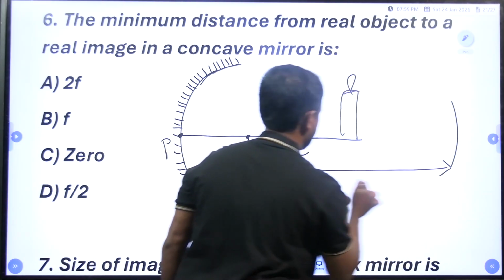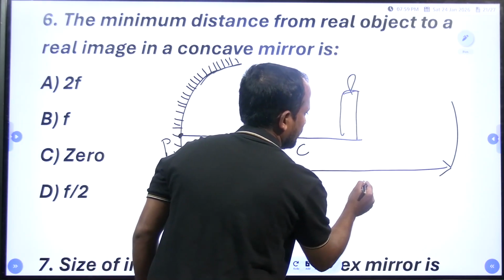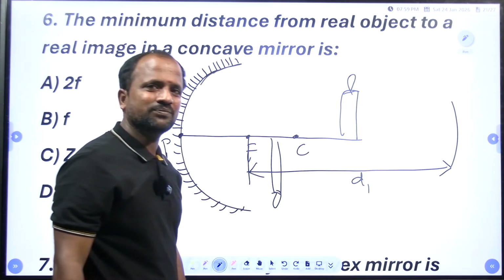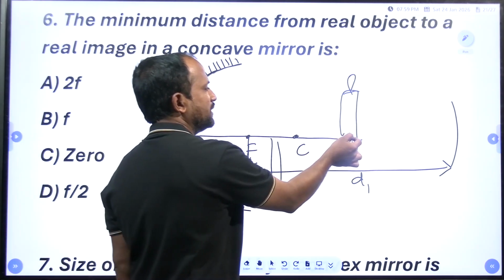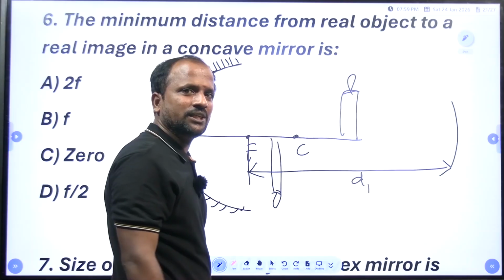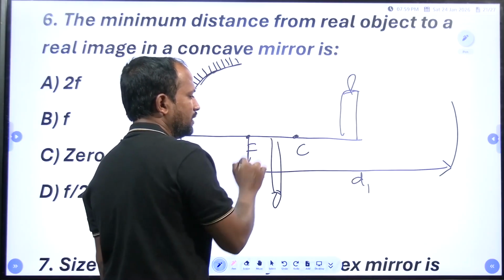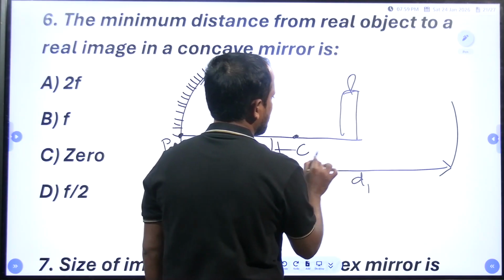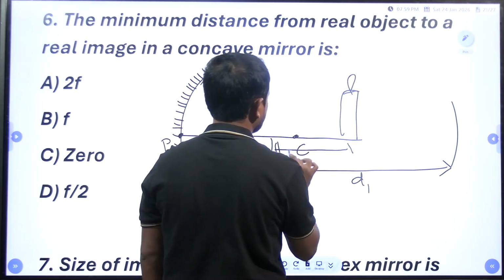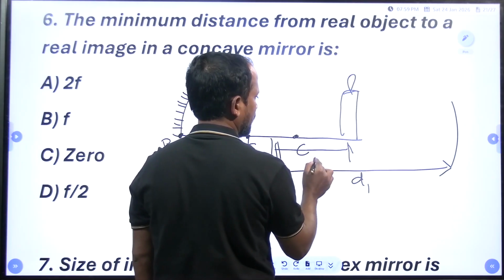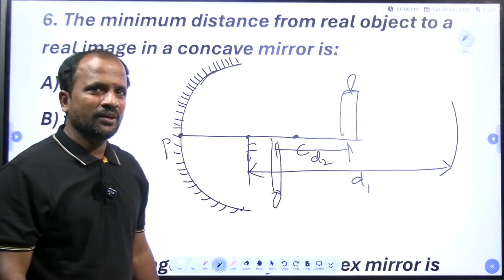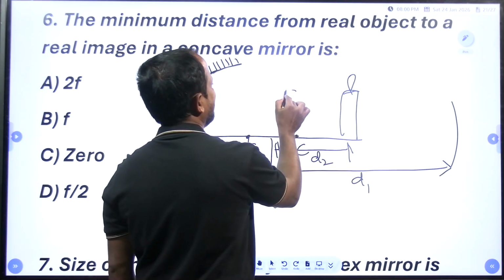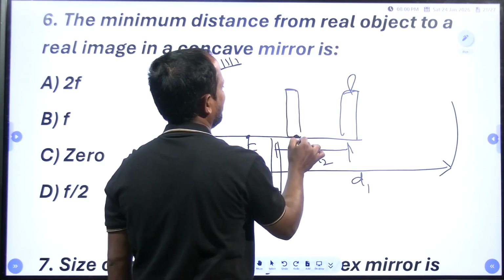Now measure the distance. Here you are going to get the distance d1. First I am taking the d1 distance. Next, if the object is behind the center of curvature and the image is formed between F and C, that is the distance d2. Now I am going to take the object here on the center of curvature.